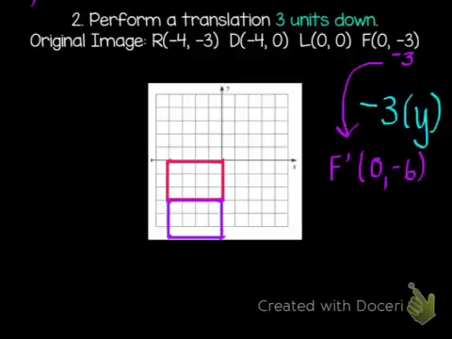And then we're just going to connect those lines. So that is what our translation of 3 units down would look like. It would just move it down 3 spots.